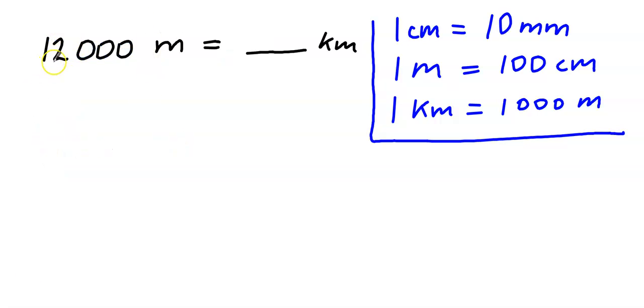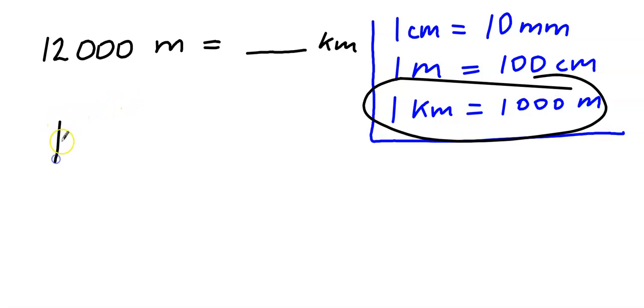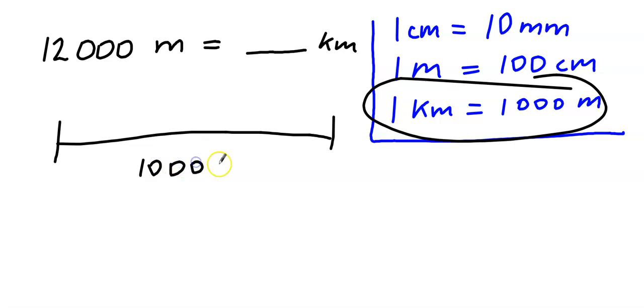Next problem, we have 12,000 meters, and how many kilometers is that? So we're going to have to find the value with where meters and kilometers are compared. Here are meters and kilometers, so we're going to use this line here. 1 kilometer is 1,000 meters. So one very long kilometer has 1,000 meters.